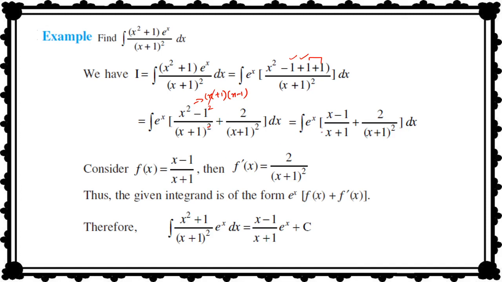Now if the function f x is this, don't you think this is the derivative of this function? You can apply the quotient rule and you can check. This is definitely the derivative of this function. So it is of the same type that we just discussed on the last slide, right? E power x f x plus derivative of f x. So what will be the answer? E power x and the function itself plus constant. So this is an important type. This type of function we have to identify.